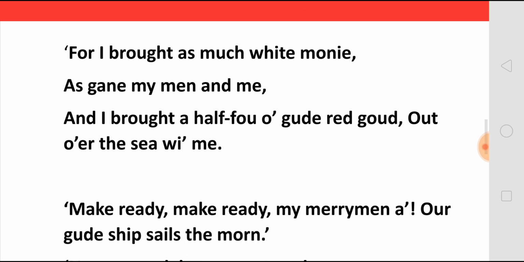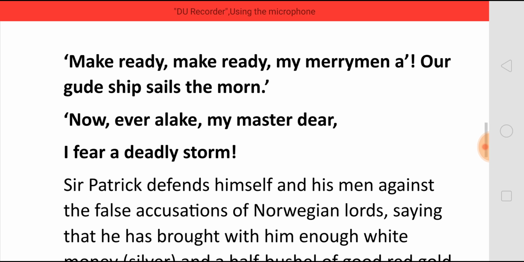For I brought as much white money as gold, as my men and me, and I brought a half-fou of good red gold out over the sea with me. Make ready, make ready, my merry men all, our good ship sails the morn. Now ever alack, my master dear, I fear a deadly storm.